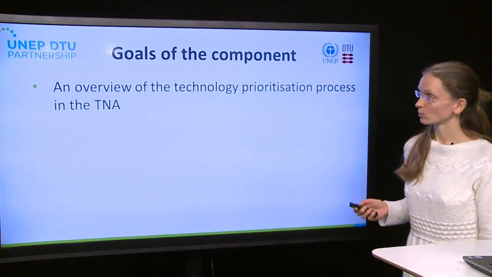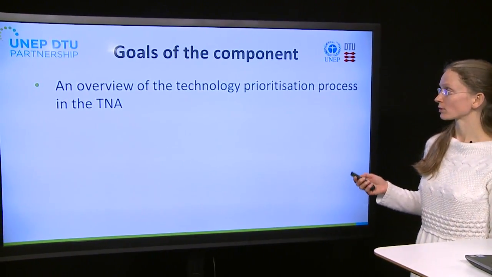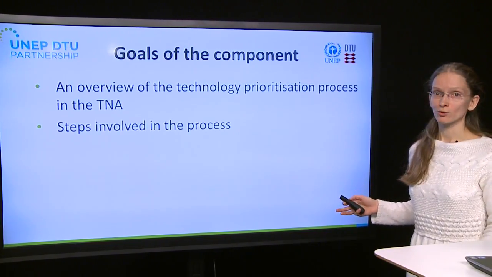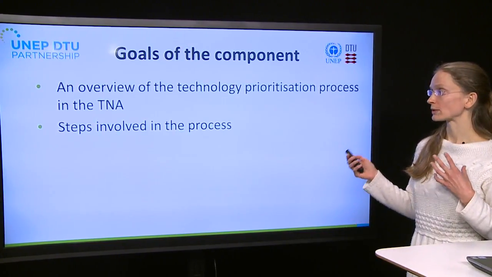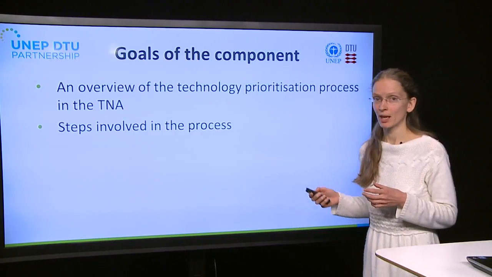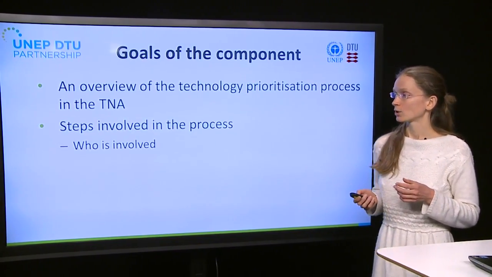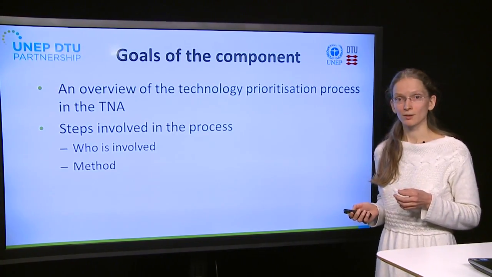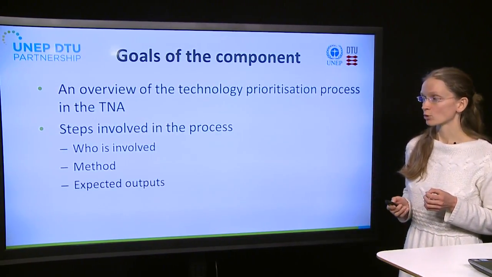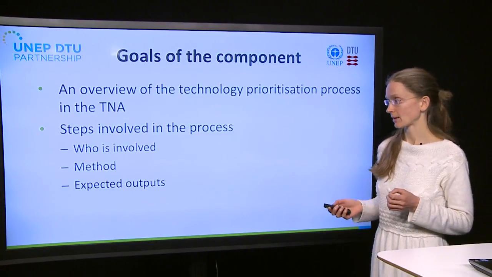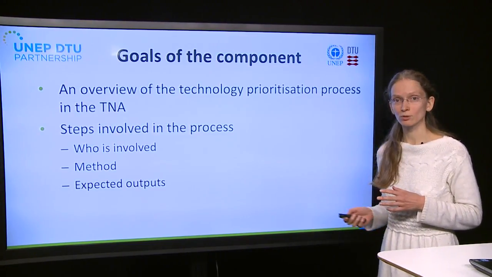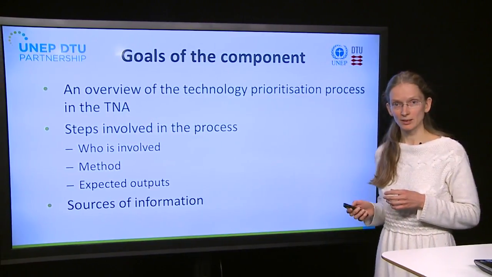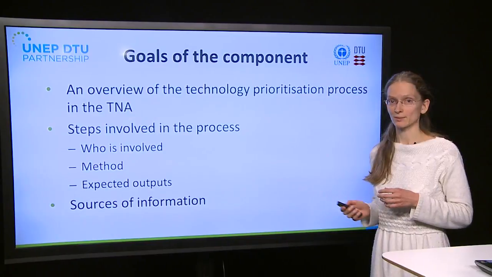In this component, we will first give an overview of the technology prioritization process in the TNA. And the majority of the component will go through steps involved in the process one by one. And for each of the steps, you will hear who is involved in the step, what tasks and technologies are necessary for this step, and also what the expected outputs are for the step. And throughout the component, we will also provide sources of information, both for specific steps and also for the overall process.